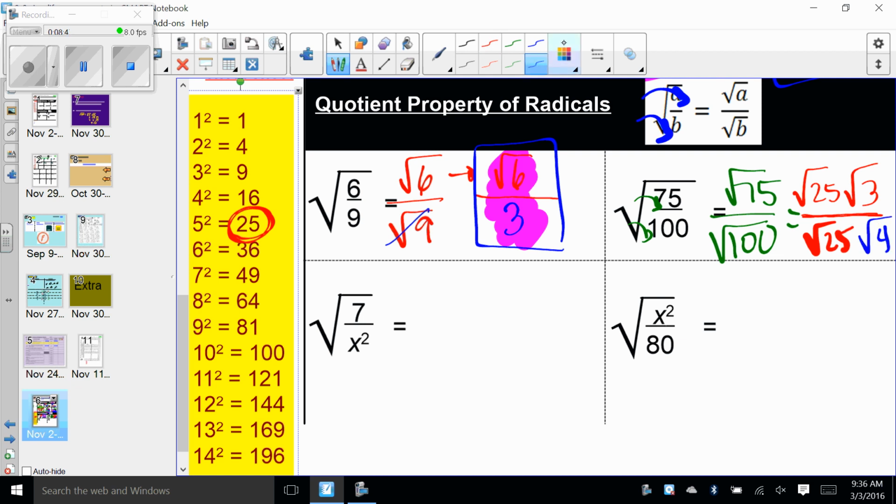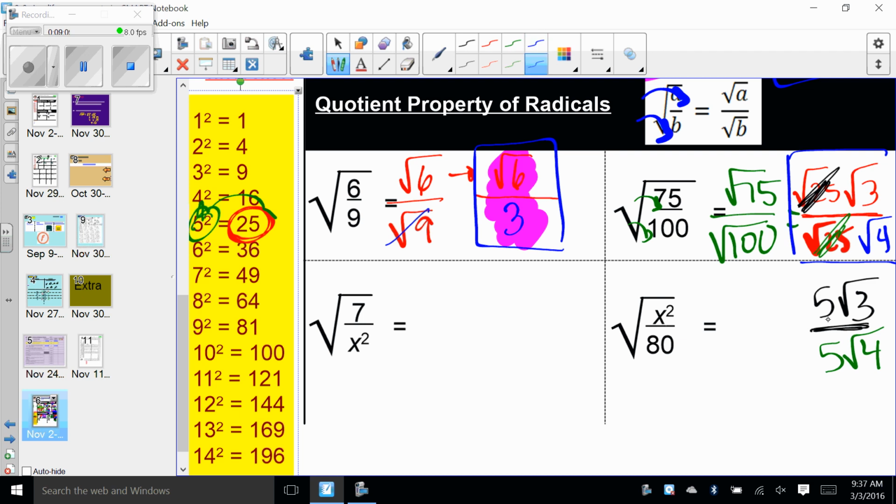Okay, so here's what's left in the problem. Is there anything I can clean up? Well, I know the square root of 25 is 5, times square root of 3 still on the top. And on the bottom, I have square root of 25, which is a 5, because 5 times 5 makes 25, right? Is that perfect square that's coming from this one? And a square root of 4 on the bottom.